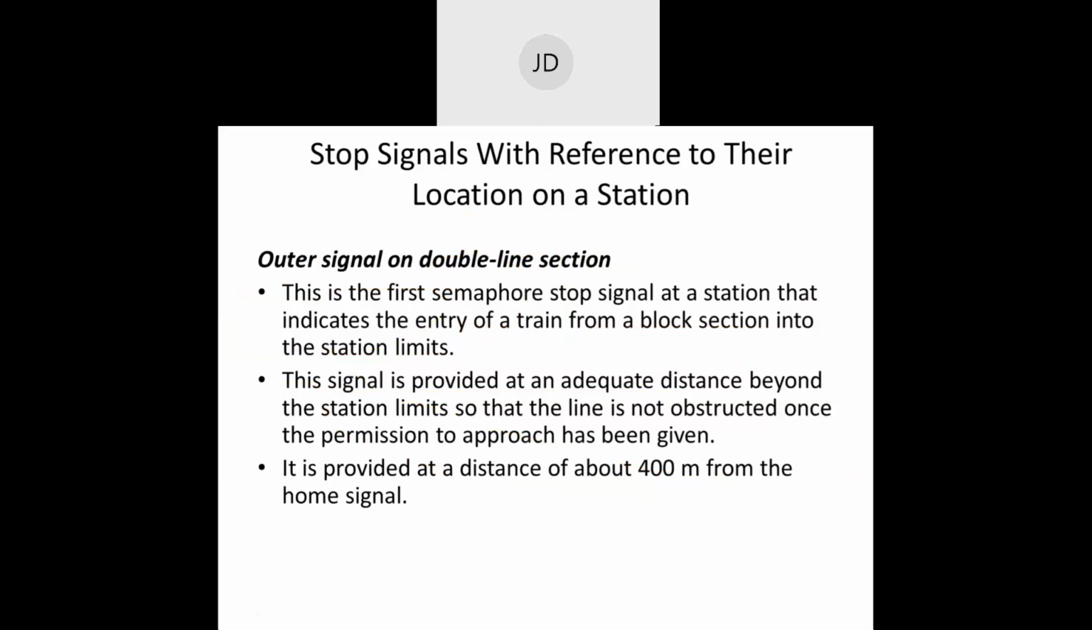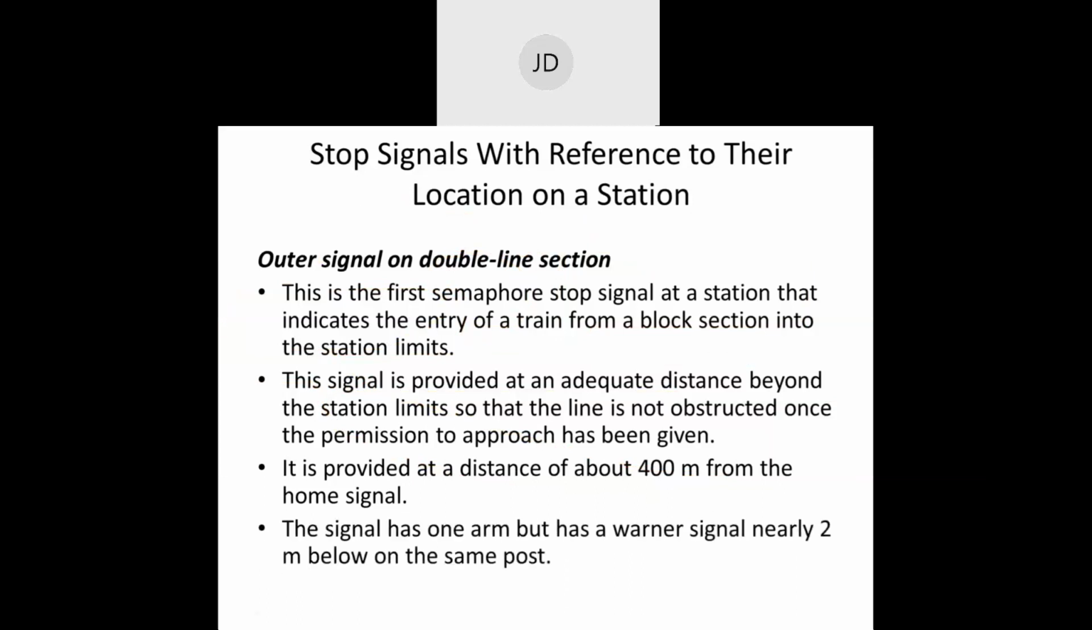But they are all basically stop signals. The outer signal has one arm but has a Warner signal nearby, 2 meters below on the same pole. I already told you the outer signal acts as the first stop signal, and when I discussed the Warner signal, I told you it can be installed on the first stop signal. Since the outer signal is the first stop signal, a Warner signal can also be installed along with it.